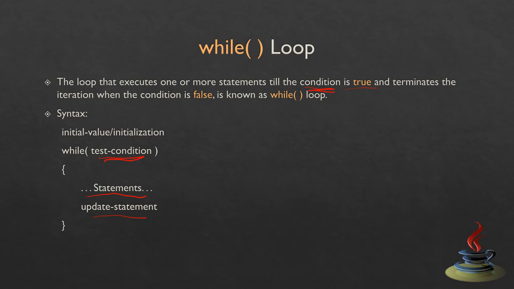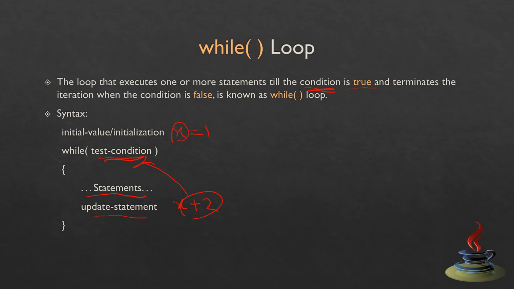The update statement is simply an expression to update your value. If your initial value is, let's say, x, and I store x equals 1, then in my update statement we need to update this x value. I may write x++, or x--, or x + 2. So we need to change the value of x, or the value of your initialization, through the update statement. According to that, we can change the condition values.